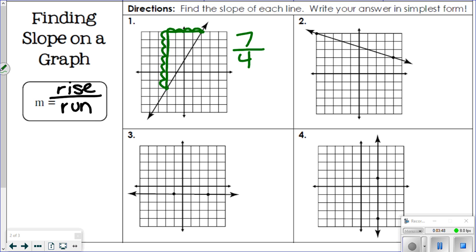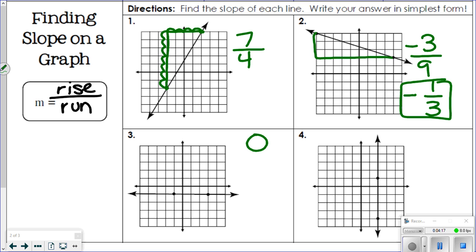This one is a positive slope, and I'm rising 7 and I'm running 4, and that's in simplest form. This one is a negative slope because my line is decreasing, and I'm going down 3 over 9, but I know that 3 and 9 are both divisible by 3, so that reduces to a negative 1/3. So make sure you reduce.